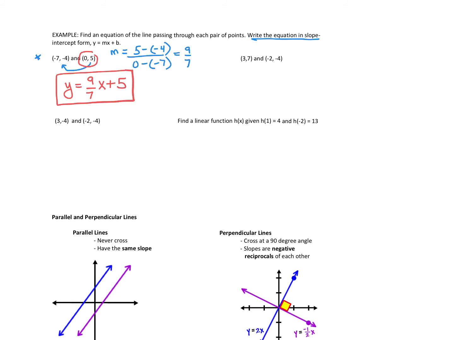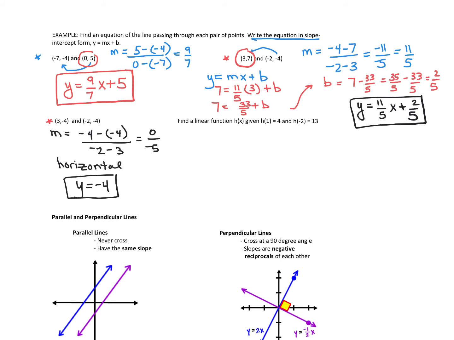If I'm not given the y-intercept, like the ones on the previous page, then I can use point-slope or the slope-intercept form to find the equation. So take a minute and try these two, and let's pause your video and see how you do. So for the second example here, I found my slope of 11/5. I plugged my slope and my x and my y into the equation y equals mx plus b and solved. I got 2/5 for b, and then I plugged them both into the form y equals mx plus b.